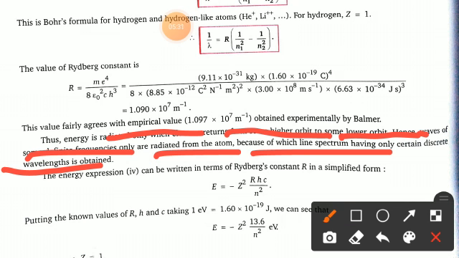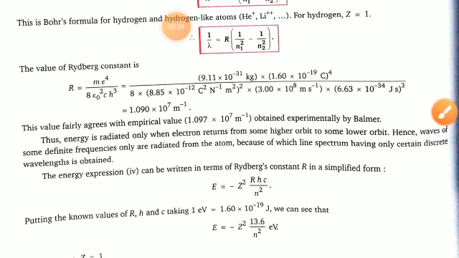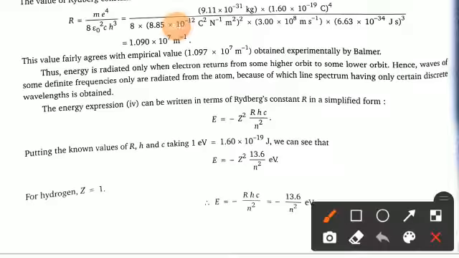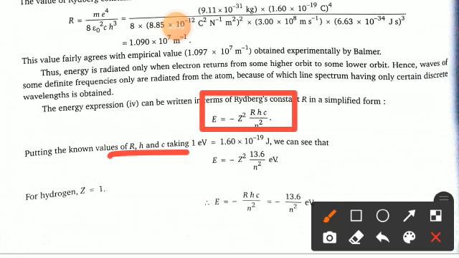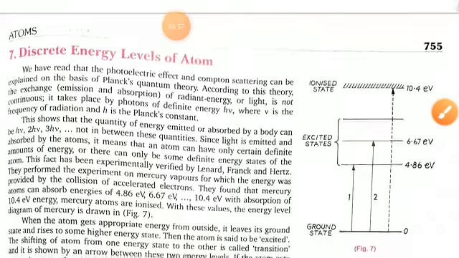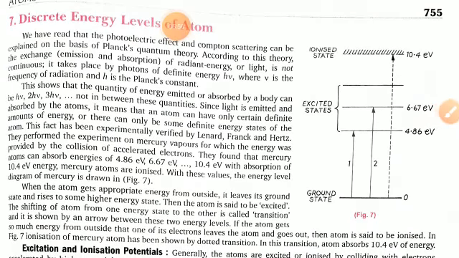So the energy expression from the fourth equation, which we have already found above, is written in terms of the Rydberg constant in simplified form. So you can find here, this is the energy in terms of the Rydberg constant, and if we put the values of R, h and c and take 1 electron volt, the energy comes out to be minus 13.6 by n square eV. This is for the hydrogen atom. Clear? Here it is given the discrete energy levels of the atom. Clear?